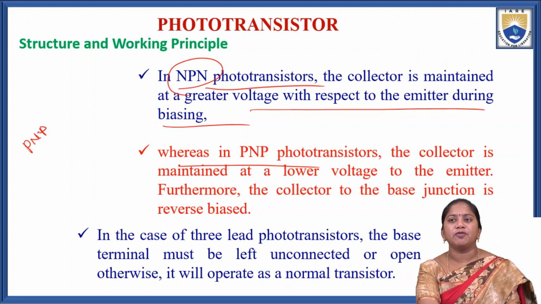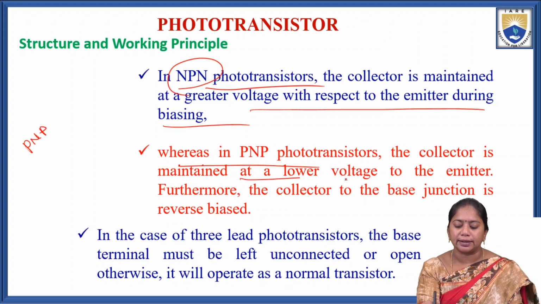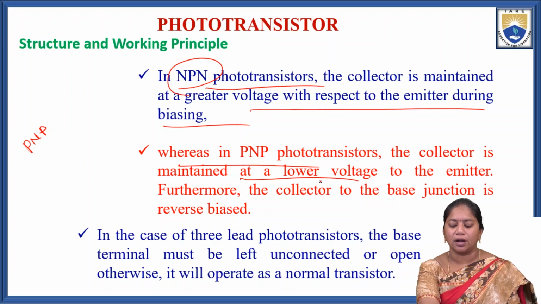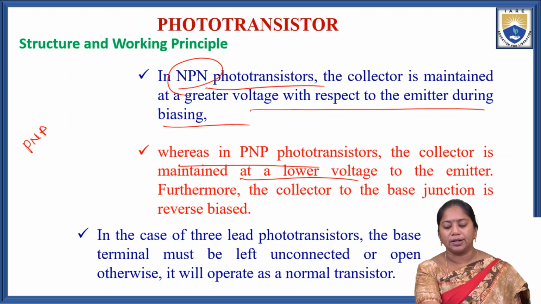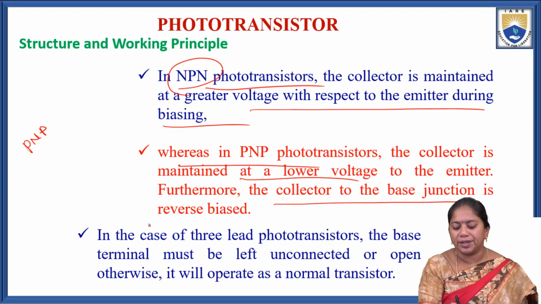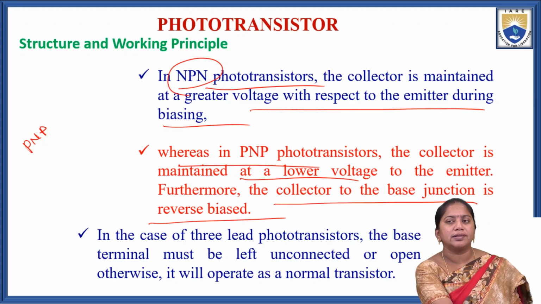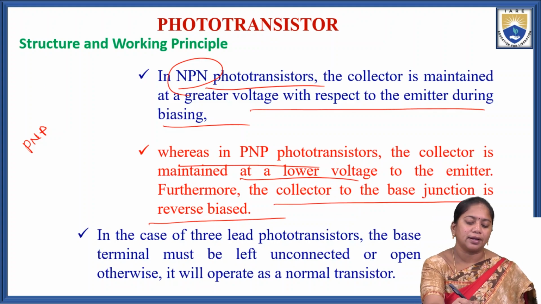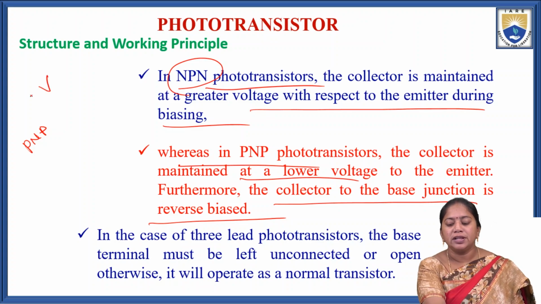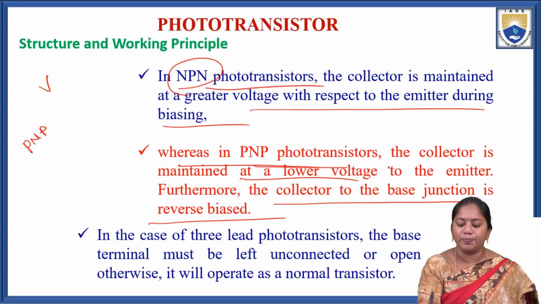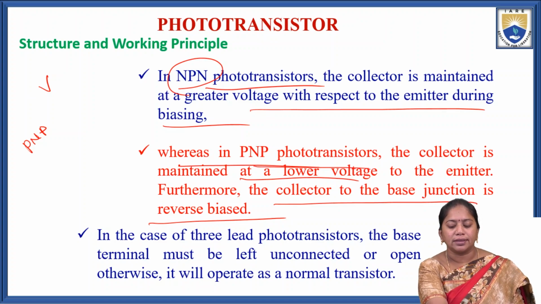In PNP phototransistors, the collector is maintained at a lower voltage with respect to the emitter. Furthermore, the collector to base junction is reverse biased. If you take NPN phototransistors, the collector is maintained at a greater voltage with respect to the emitter during the biasing condition, whereas in PNP phototransistors, the collector is maintained at a lower voltage.